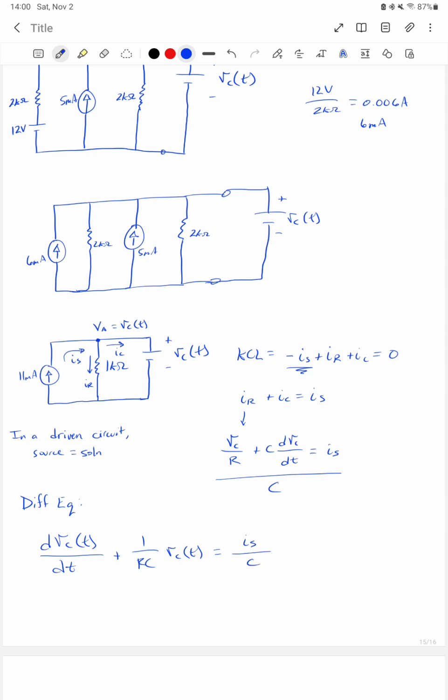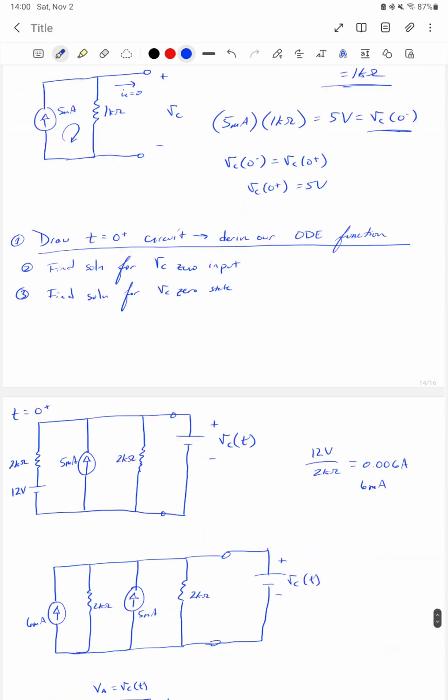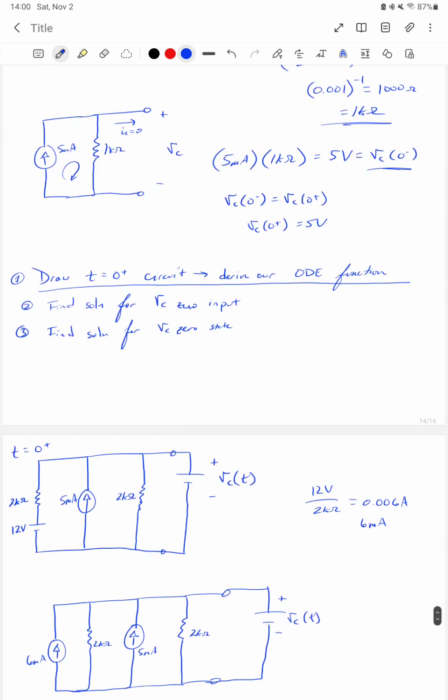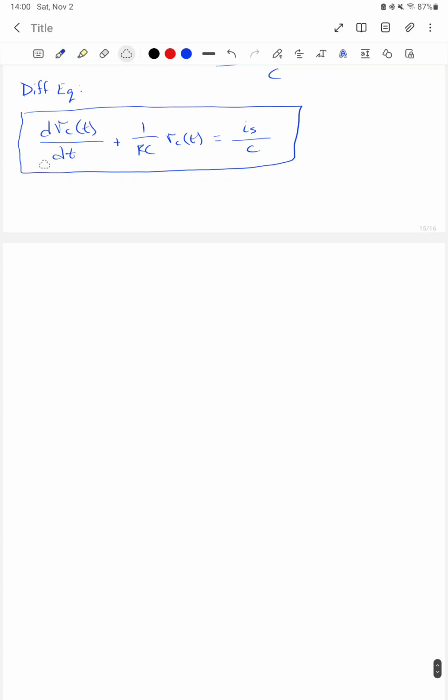Okay, so this is a big step, right? This is a huge part of what we want in order to solve this problem. And again, that's derived from the entire circuit at t is equal to 0 plus. Okay, so that was step 1, which was to derive our ODE. All right, so step 2, we're going to now find the solution for the VC of 0 input. So 0 input, let's bring this down.